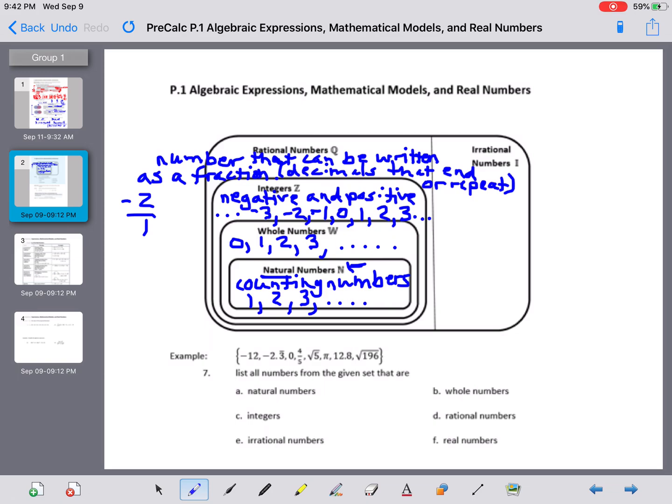Okay. You'll notice now that we have a line, and on the other side of it are the irrational numbers. The line tells us that everything on the left side does not go into the same set as these irrational numbers. They're completely different. They're not shared. There's nothing similar between them. So our irrational numbers are decimals that never end and never repeat. Okay?